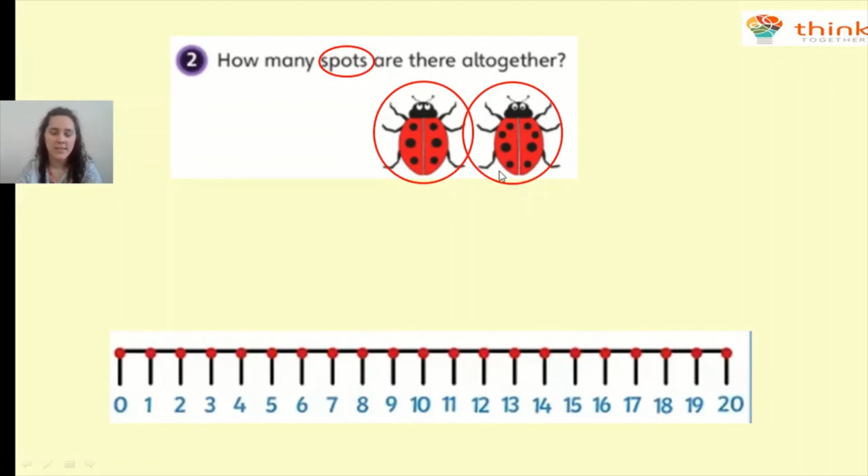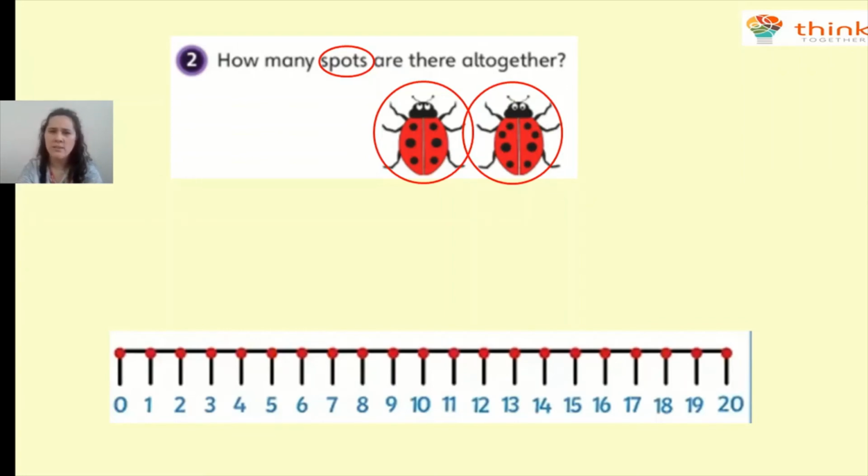And how many are on the second ladybird? 1, 2, 3, 4, 5, 6, 7, 8. There's 8 on the next ladybird. So the important numbers are 6 and 8. Right, I'll read the question to you again and see if you can spot the word that's going to tell us if we need to add or take away. How many spots are there altogether?